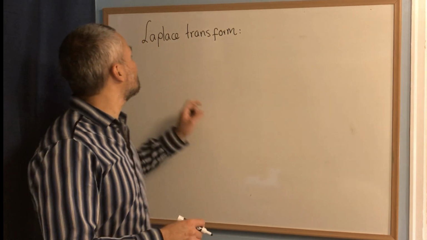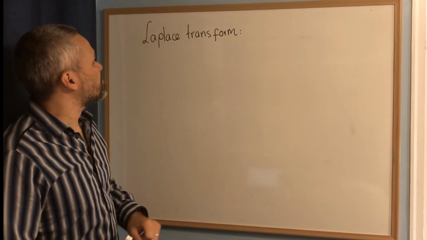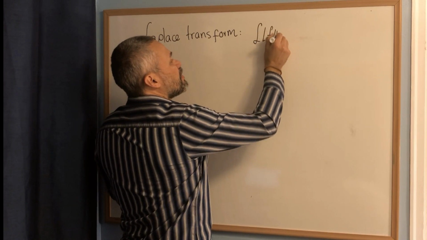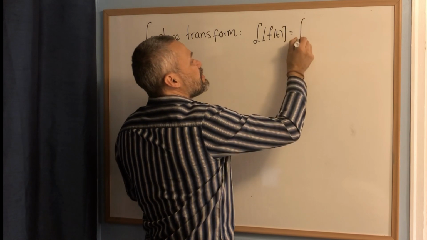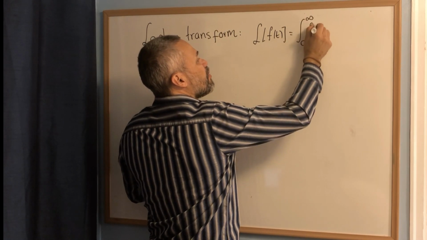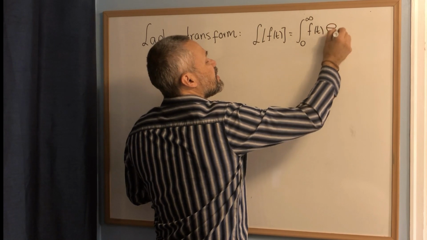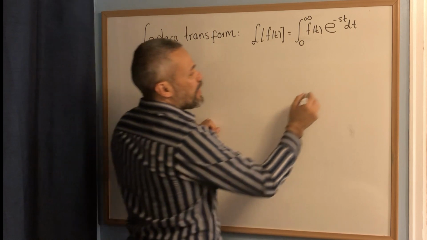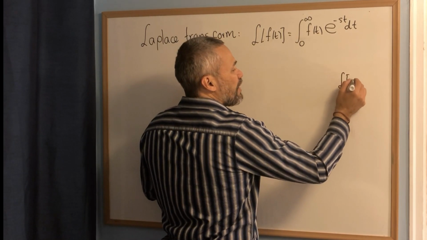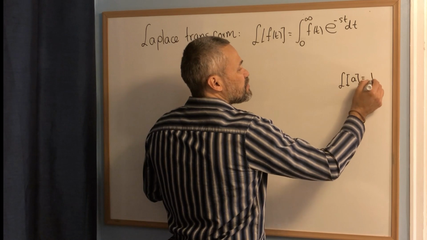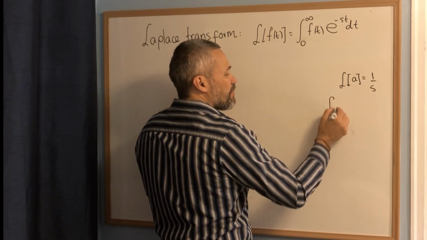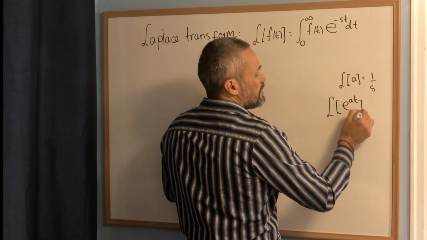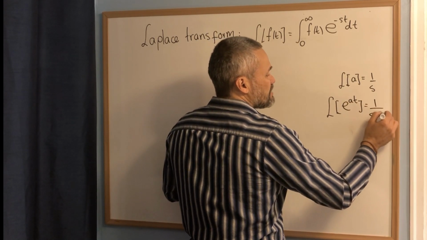In this video, we will continue looking at some properties of the Laplace transform. We already know that the Laplace transform of a function is the integral from 0 to infinity of f of t e to the negative st dt. And we already showed that the Laplace transform of a constant function a is 1 over s, and the Laplace transform of an exponential function like e to the at is 1 over s minus a.